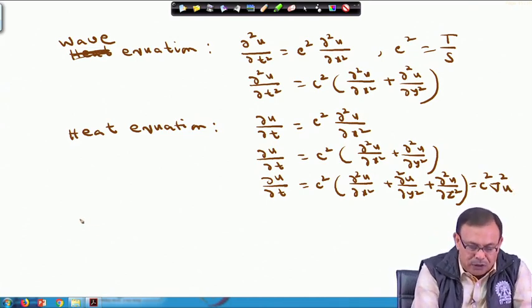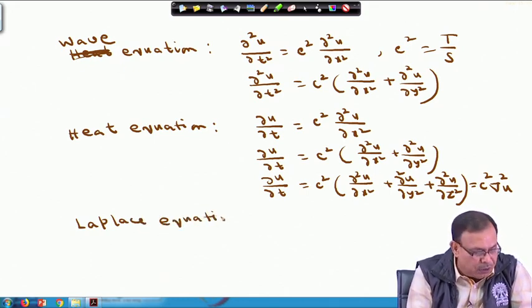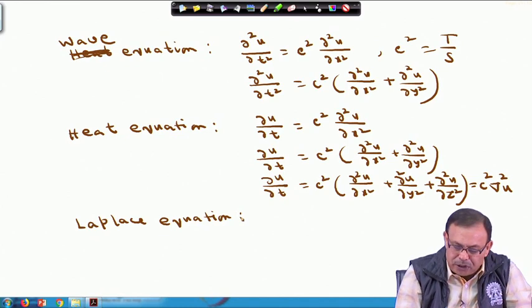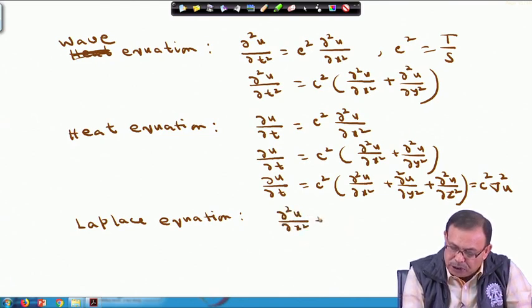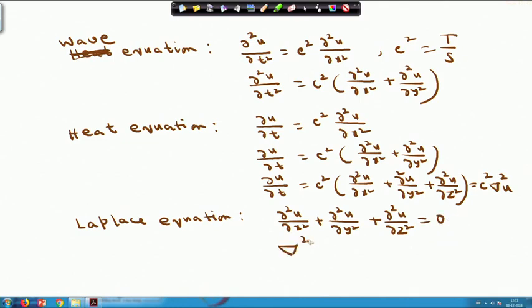And the last one is Laplace equation. And Laplace equation, as I told you, the temperature is in steady state, that is u(x,t) does not vary with time, then we can write it as ∂²u/∂x² + ∂²u/∂y² + ∂²u/∂z² = 0, which you can write as ∇²u = 0.